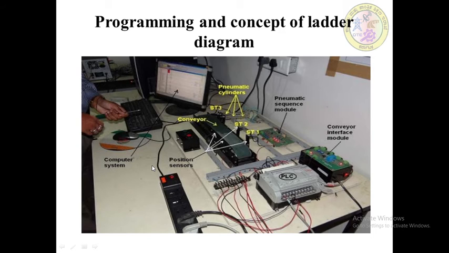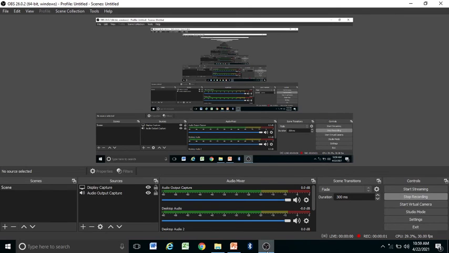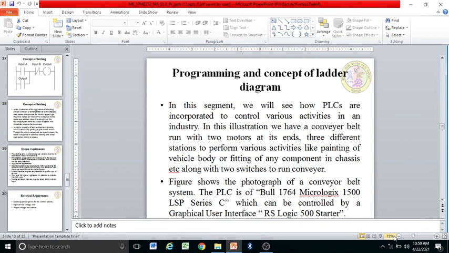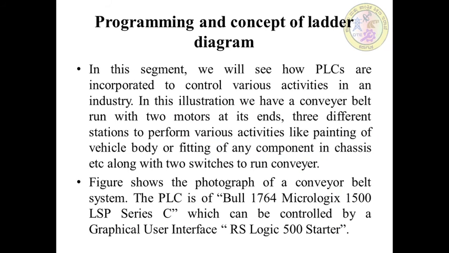This is a belt conveyor which has the purpose of carrying, and this is the pneumatic sequence module and conveyor interface module, and this is the PLC, and this overall system is known as the continuation of this programming and concept of ladder diagram.